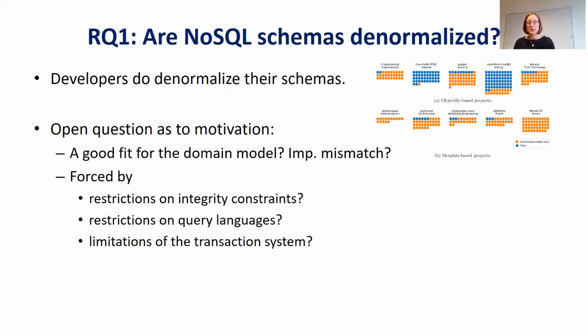Or are they forced to denormalize because the NoSQL data store has quite some restrictions on how you can specify integrity constraints, restrictions on the query language, join, or a very limited transaction system, so you need to denormalize and aggregate? Otherwise, you can't have atomic updates on a player and all of his or her missions.